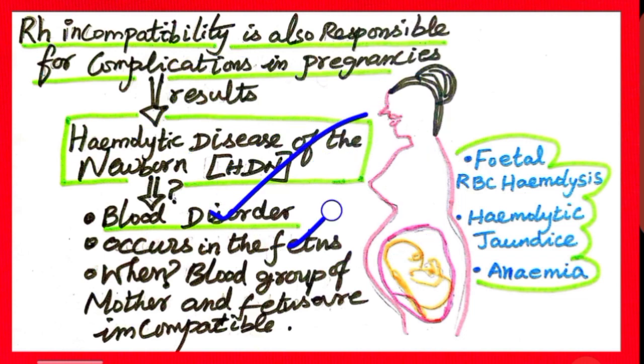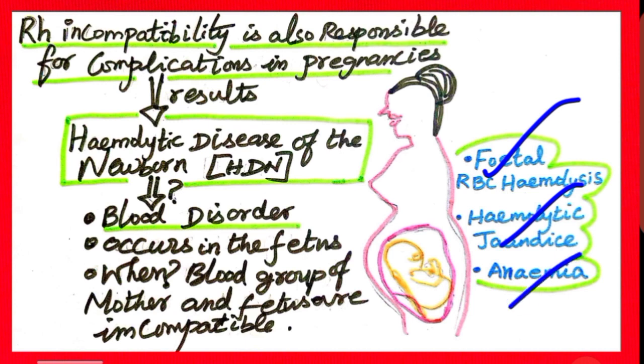What is HDN? HDN means a blood disorder. It occurs in the fetus. When does it occur? It occurs when the blood groups of mother and fetus are incompatible. Right? It results in the following symptoms: fetal RBC hemolysis, hemolytic jaundice and anemia. Right? We'll start discussing HDN in detail.